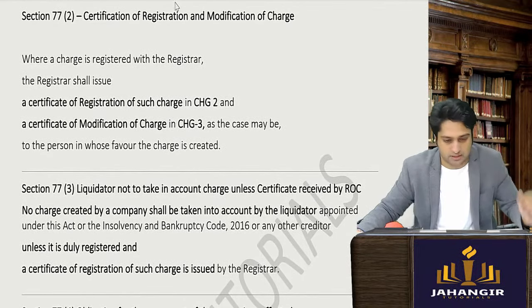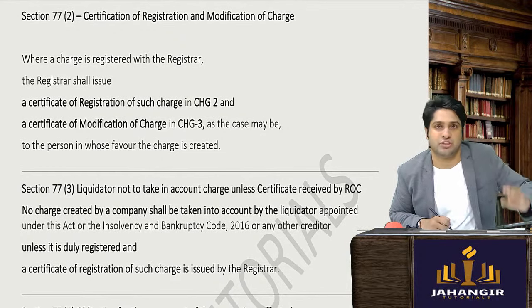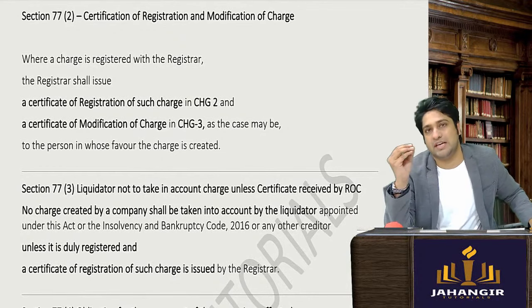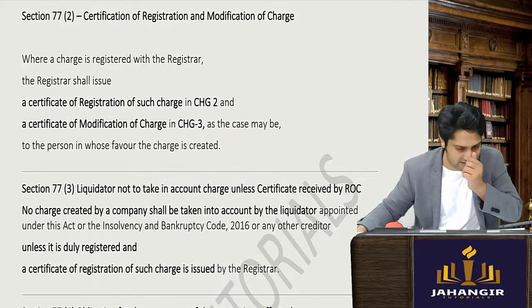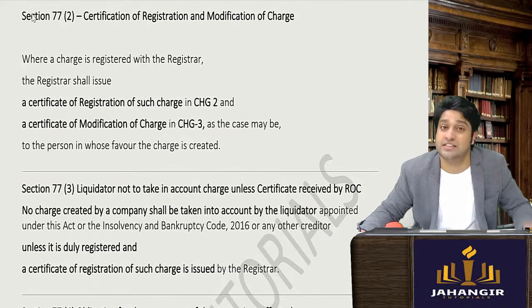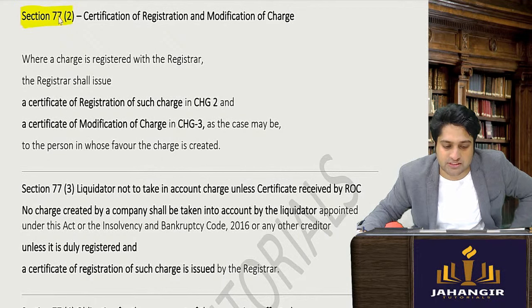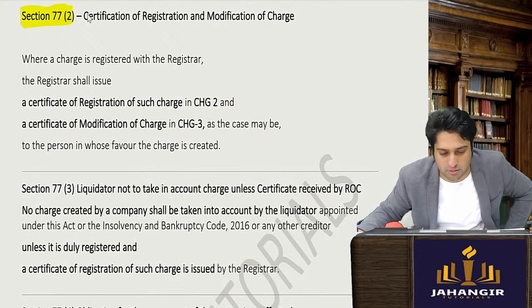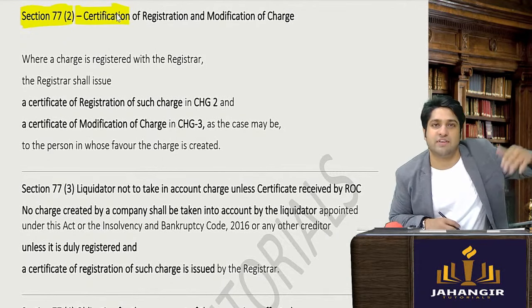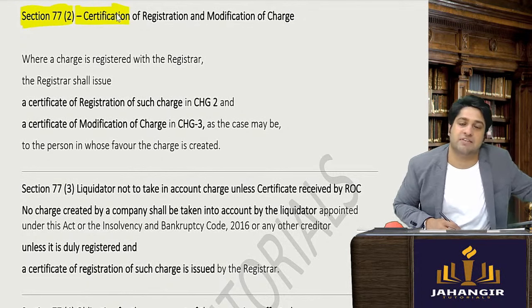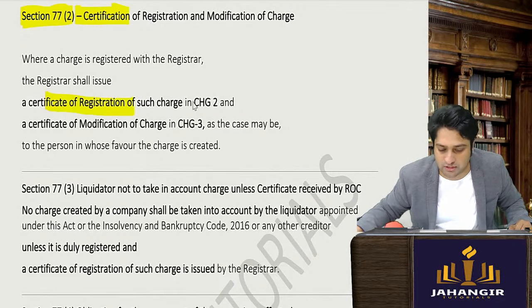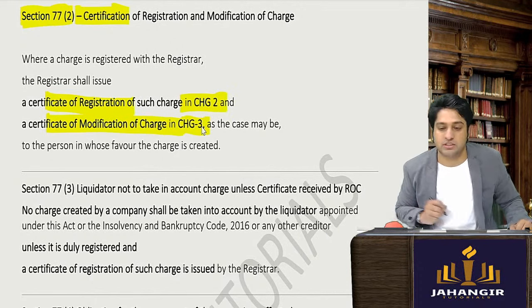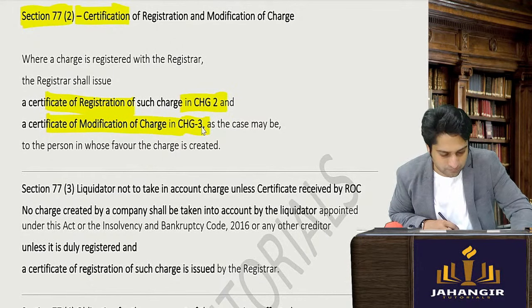Now coming to the next one. So this was section 77 subsection 1, which spoke about CHG 1, CHG 2. Now coming to section 77 subsection 2, which talks about certificate. So in 77.1 I apply, in 77.2 certificates are given. Certificate of registration in CHG 2, certificate of modification in CHG 3.